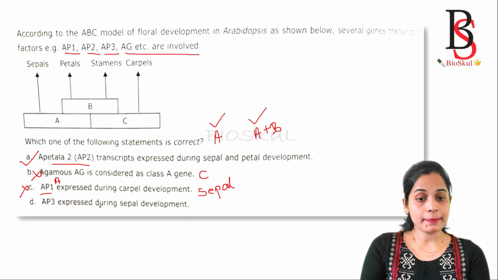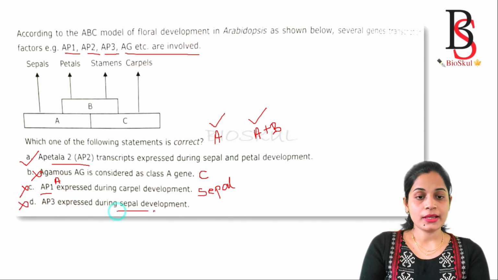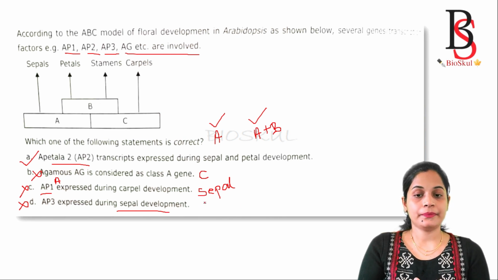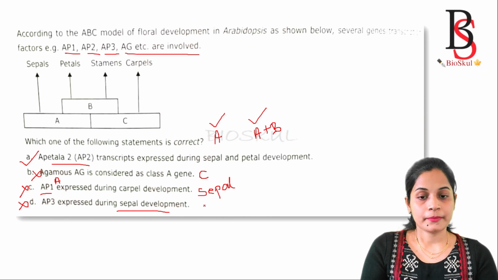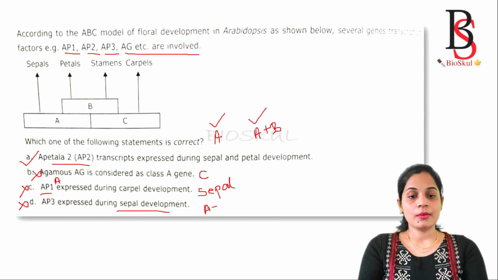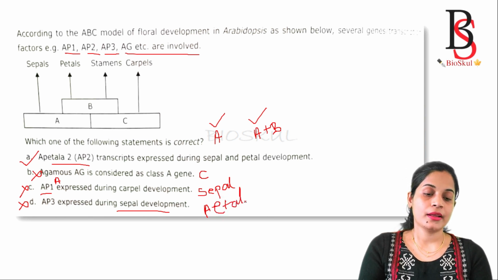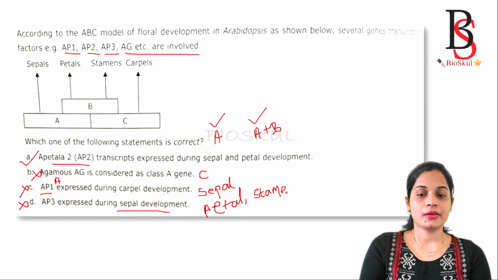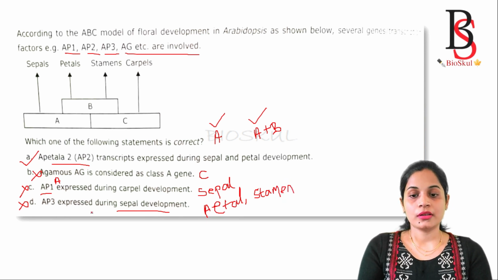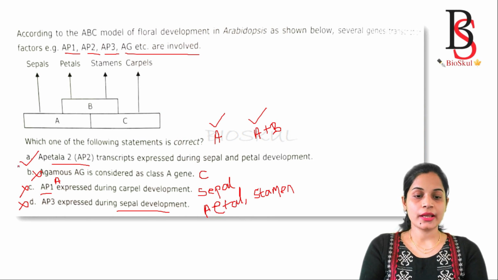AP3 expressed during sepal development. No, AP3 is not expressed during sepal development. AP3 is the class B gene, so it is expressed during the formation of the stamens and petals. So the option D is also wrong. So which one is the correct answer? The correct answer is option A.